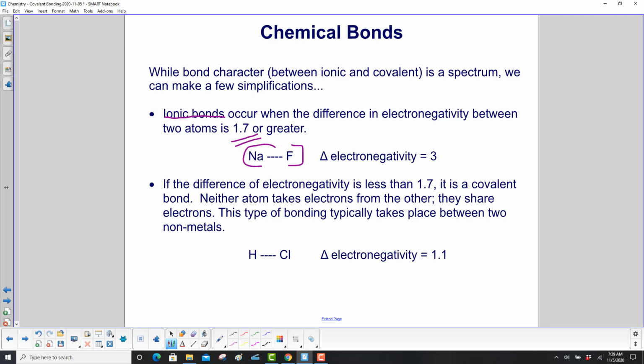If the difference in electronegativity is less than 1.7, it is a covalent bond. Neither atom takes electrons from the other, they share them. This type of bonding typically takes place between two nonmetals, like hydrogen and chlorine, where the difference in electronegativity is 1.1.